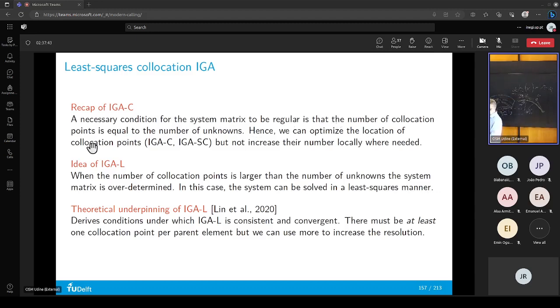Okay, and then there is a paper from Lin et al. from 2020, where they introduced the idea of least squares collocation, or I think they call it the collocation least squares IGA method, which basically says: if you want more collocation points, do it, put in more. In this paper they provide quite difficult-to-understand proofs of the conditions under which the method is consistent and convergent, but the bottom line is to put at least one collocation point per element.